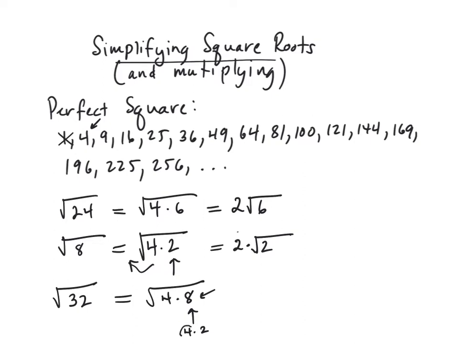In fact, it's going to be 4 times 4 is 16. 16 is the largest perfect square in 32. I'm going to rewrite that as 16 times 2, and the square root of 16 is 4. So 4 root 2 is my answer.